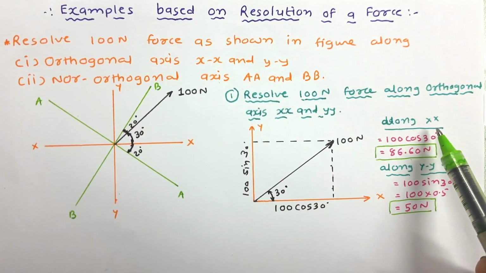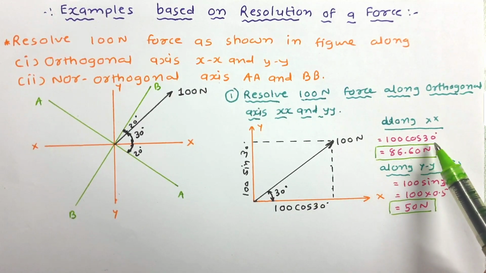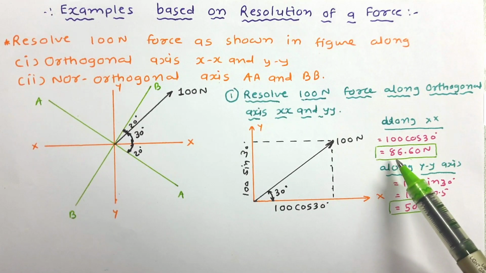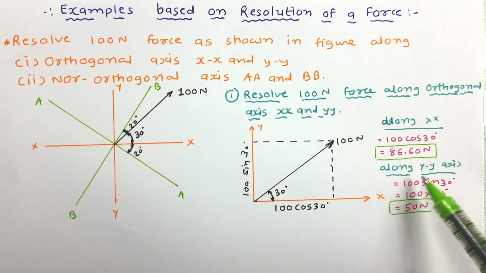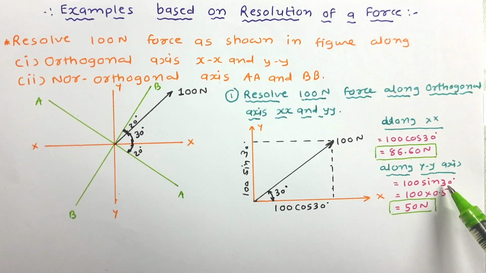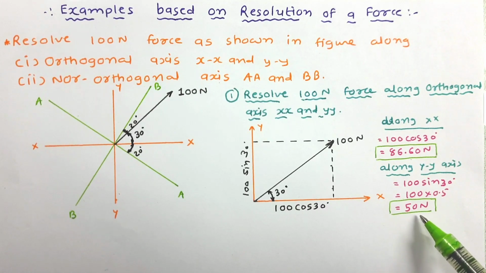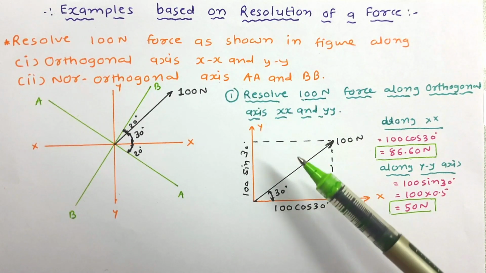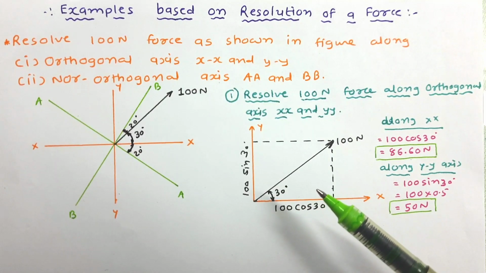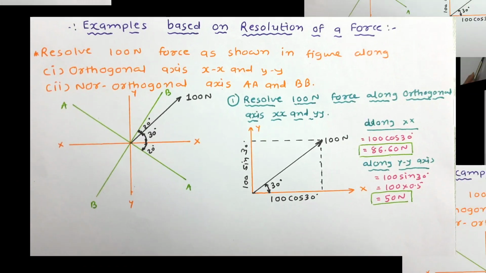Along the x-axis, the component is 100 cos 30, and by calculating its value, the answer is 86.60 Newton. And the component along the y-axis is 100 sine 30 and the value of it is 50 Newton. So this way we can resolve the 100 Newton force along the x-axis and y-axis. Now let us resolve the force along non-orthogonal axes AA and BB.